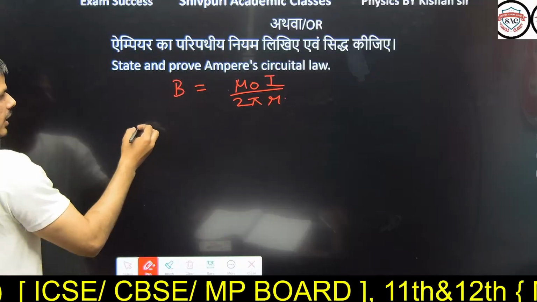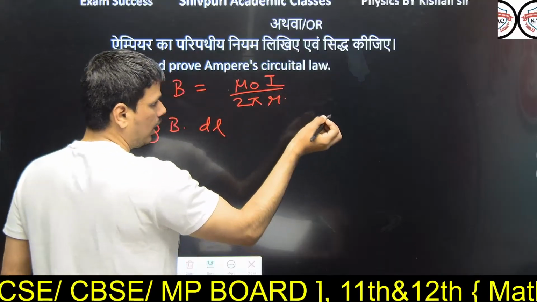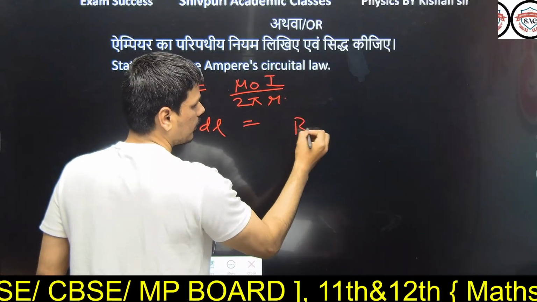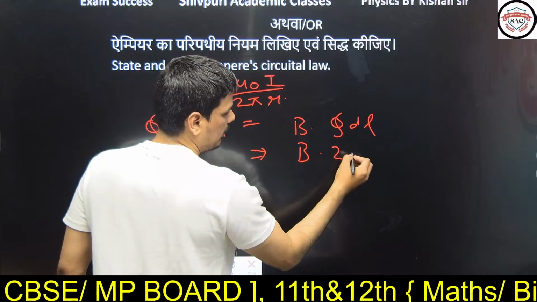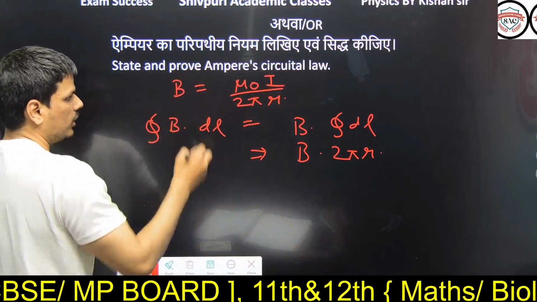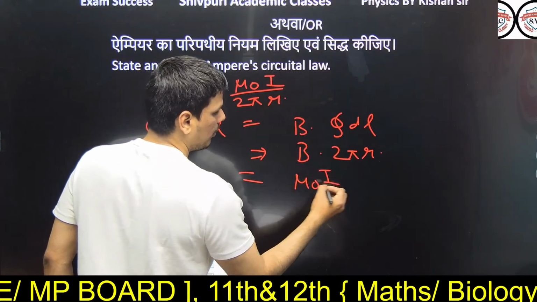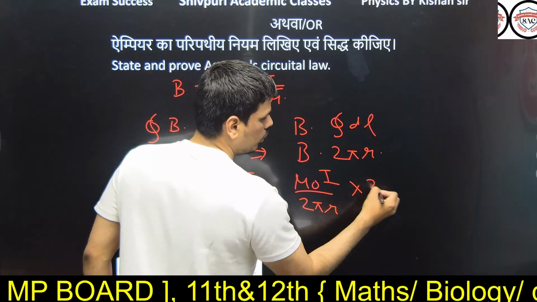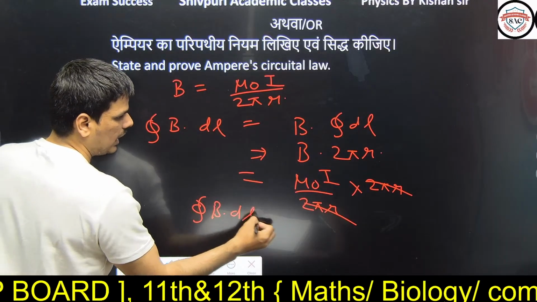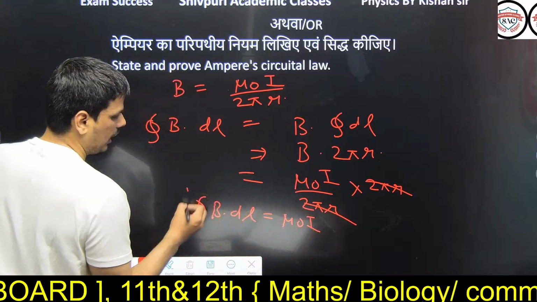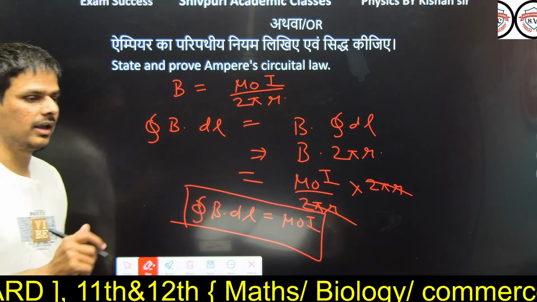So according to the Ampere circuital law, the line integral of B dot dl. For a circular loop, if we integrate dl, we will get its perimeter, which is 2 pi r. So if we put the value of B, which is mu naught I upon 2 pi r, into 2 pi r, the 2 pi r will get cancelled out. So we get our statement, the line integral of B dot dl equals mu naught I. This is Ampere circuital law for a current carrying circular loop.